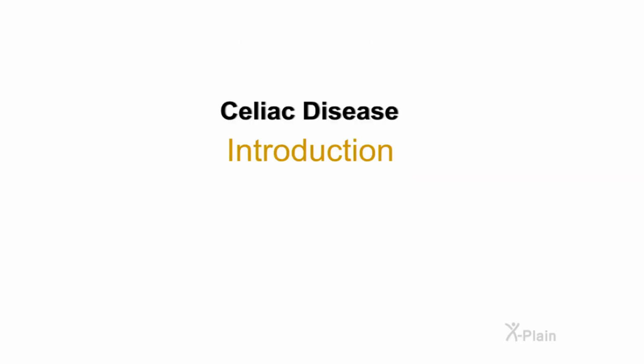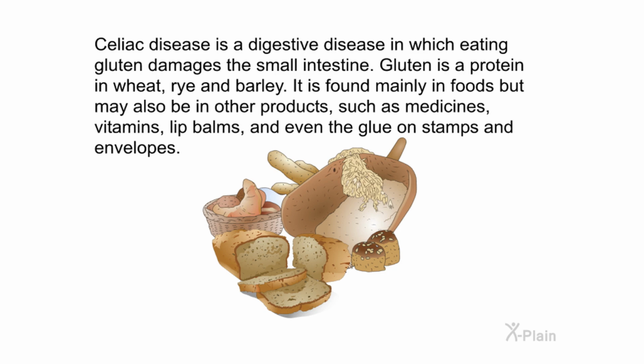Celiac disease. Introduction. Celiac disease is a digestive disease in which eating gluten damages the small intestine. Gluten is a protein in wheat, rye, and barley. It is found mainly in foods but may also be in other products such as medicines, vitamins, lip balms, and even the glue on stamps and envelopes.